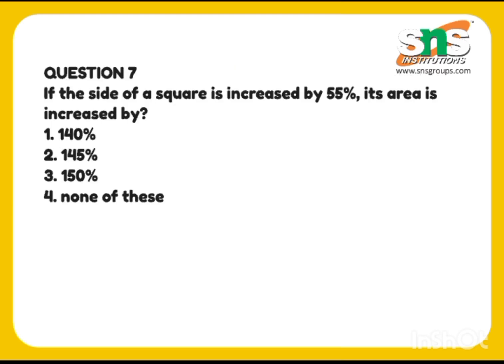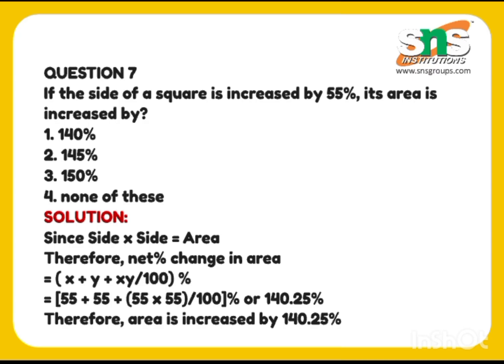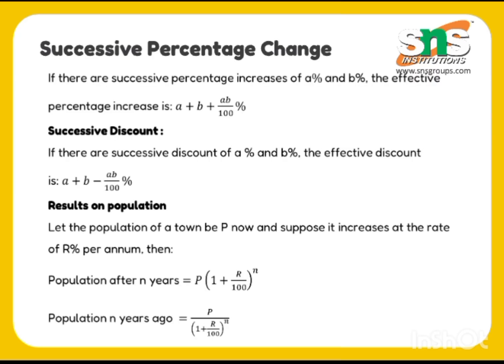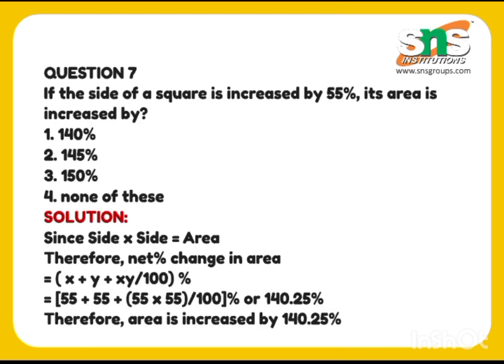If the side of a square is increased by 55 percent, its area is increased by what? Here we are supposed to use the previous concept. Area is equal to side into side, that is A squared. Now the net percentage change in area will be x plus y plus xy by 100, that is successive increase in the percentage. So 55 plus 55 plus 55 into 55 by 100 is equal to 140.25 percent. We have used the A plus B plus AB by 100 formula. This is how you are supposed to use the concept in these types of problems.